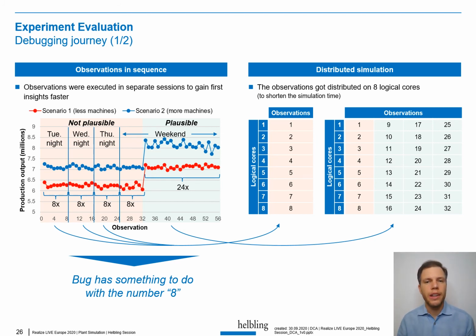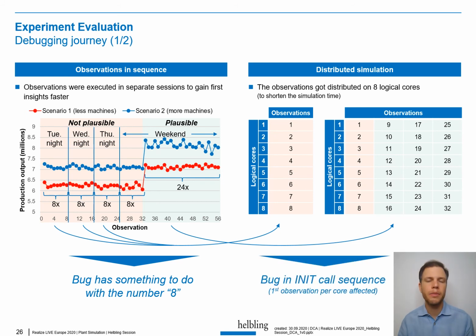What happens during a distributed simulation is that every core opens an own instance of Plant Simulation. And it seems that the correct parameters only take effect after an additional reset and initialization. Therefore, we concluded that the bug must be in the initialization sequence.